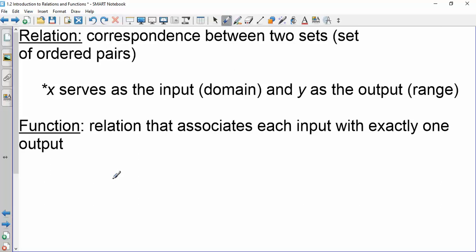In algebra, you usually saw this as ordered pairs. You have an x and you have a y. A function is a special kind of relation where each input is associated with exactly one output. If it's a function, that means x never repeats. Every x value gives you one and only one answer. You never put in something and get two different answers out.